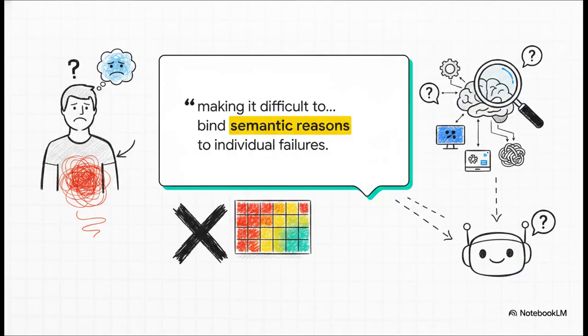There's a great quote from the paper that summarizes this huge bottleneck. The researchers state that the old heat map method is, quote, making it difficult to localize variable-cardinality defects and bind semantic reasons to individual failures. Now, variable-cardinality is just a fancy way of saying the AI might make a whole bunch of different, random mistakes in just one image. Traditional heat maps are honestly like a doctor just pointing at your arm and saying, you feel bad right here, without explaining the actual disease. If the AI doesn't understand the semantic reason for its failure, well, it can't learn to avoid it next time.